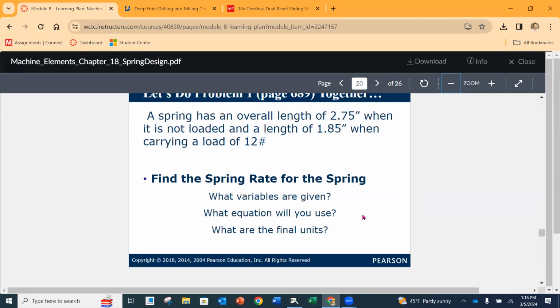Go ahead, and on a piece of paper, start by writing down the variables that are given. As you read this statement and look at the variables on page 662 in regard to spring rate, try to line those up with the description. Then what is the equation you're going to use to calculate the spring rate? And then what are the final units you're expecting for this problem? I'm going to give you 5 minutes to investigate and start this process.